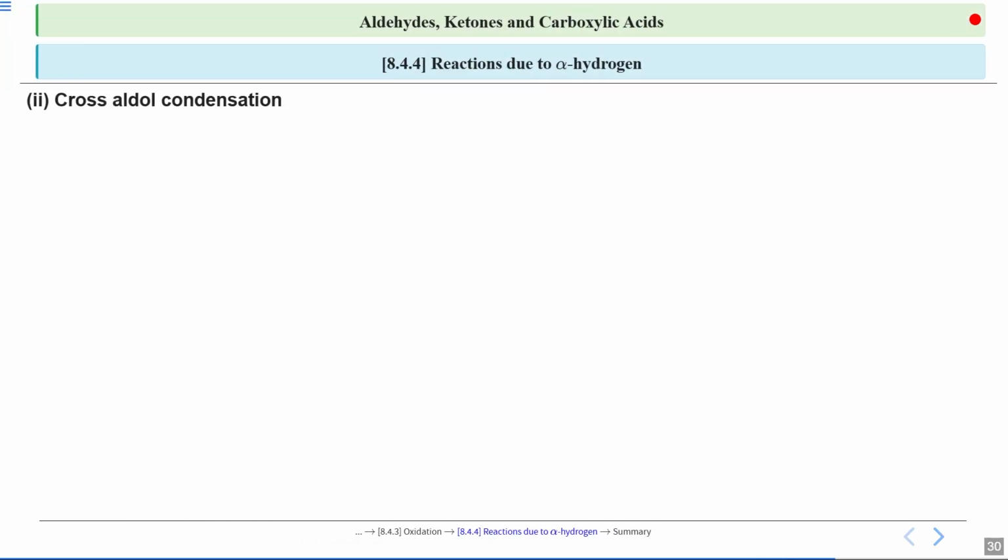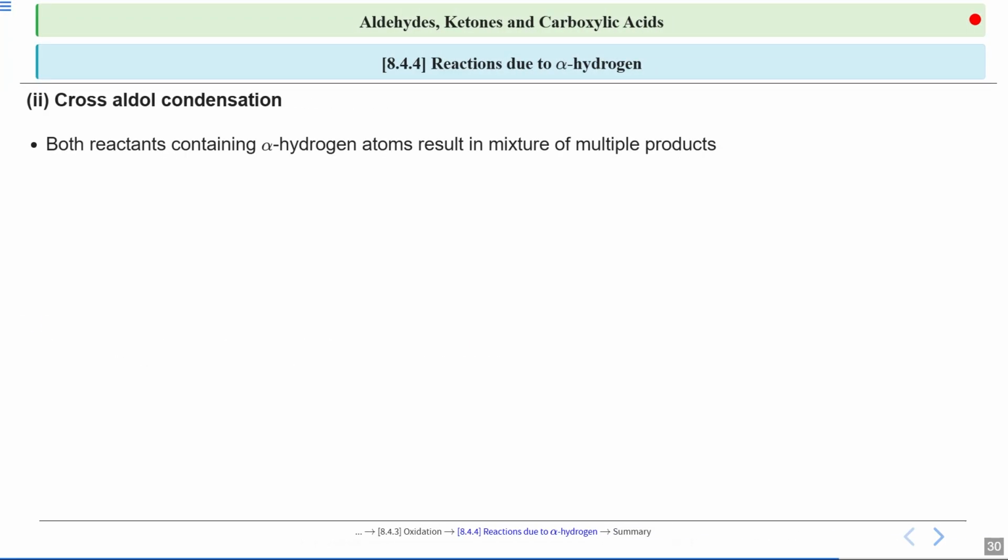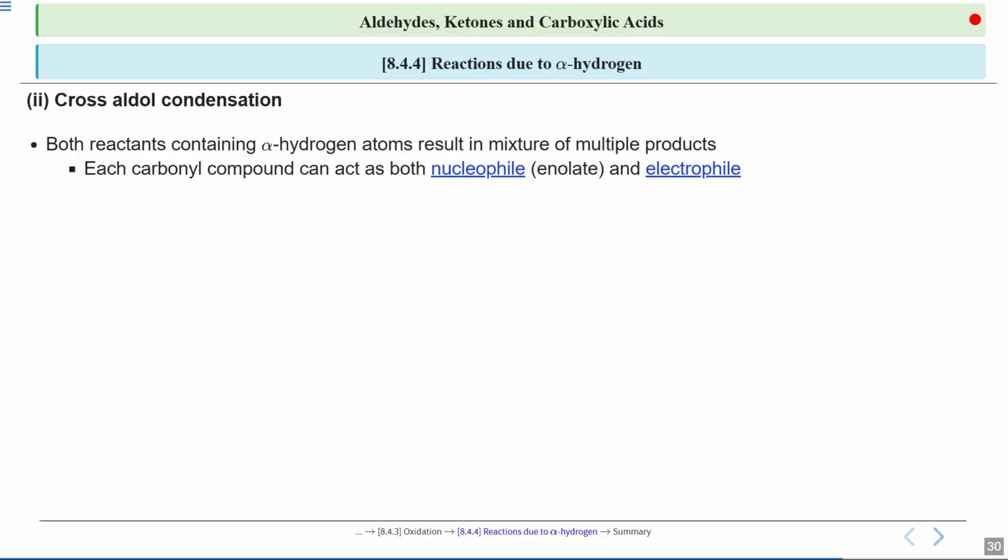So if we continue with cross aldol condensation, now both the reactants contain alpha hydrogen atoms. Earlier we saw if one of the reactants contains alpha hydrogen. Now if both of the reactants contain alpha hydrogen, you get a mixture of multiple products. Each carbonyl compound can act as both nucleophile and electrophile. So the one which is enolate will act as a nucleophile, which will attack the electrophile, which is the carbonyl carbon of the unenolized one. So this reaction now lacks selectivity. This means both reactants can act in multiple roles, so the reaction can produce a variety of different products.